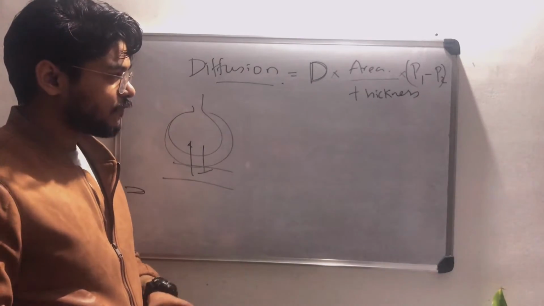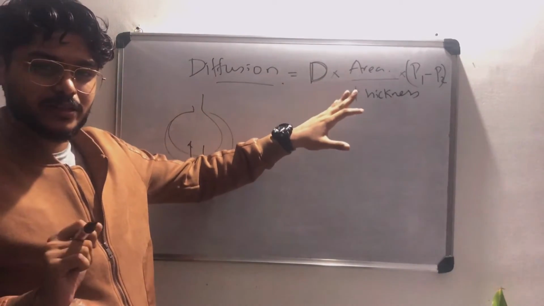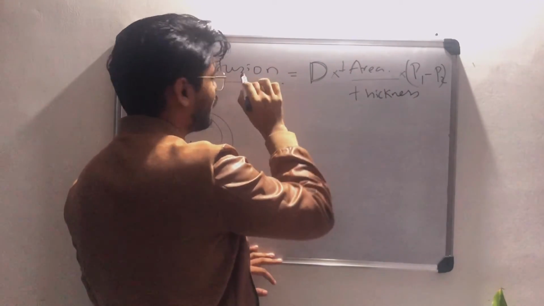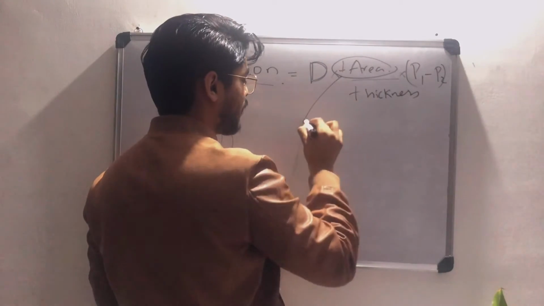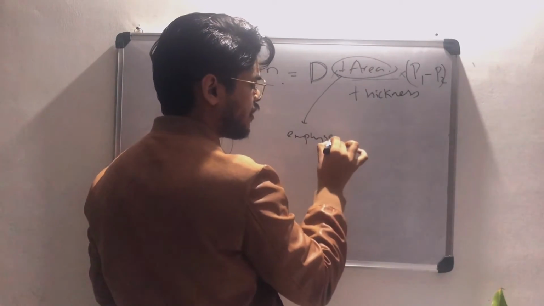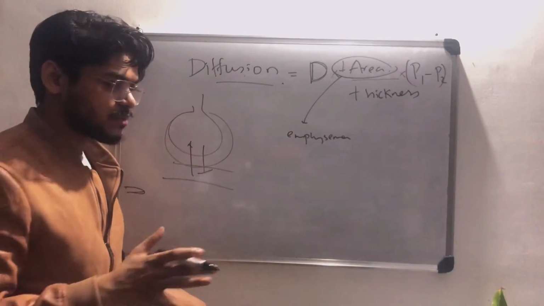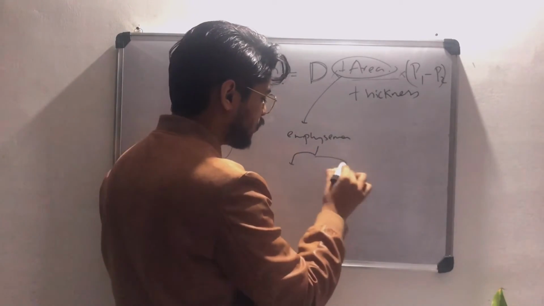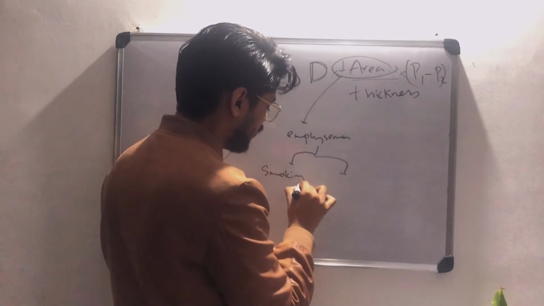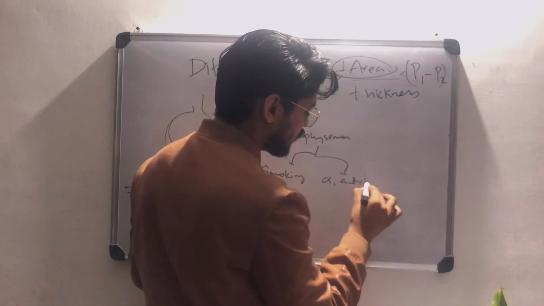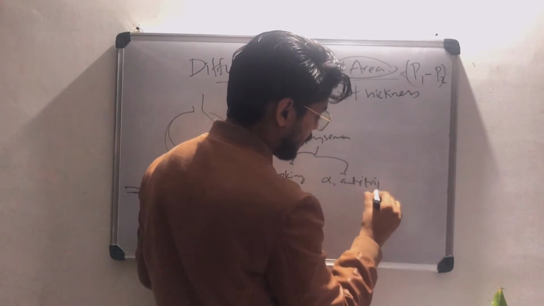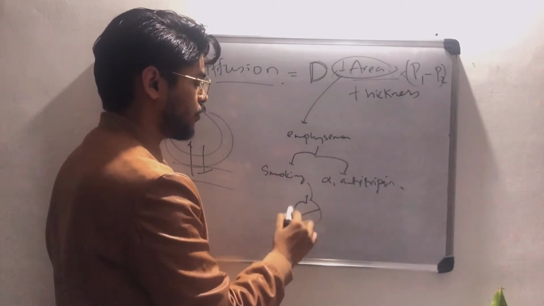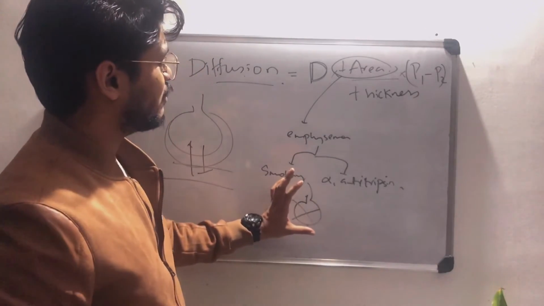Now we have to know some pathological conditions. So see, when is the area decreased? Area decreases means diffusion decreases, right? In emphysema, we know emphysema. What is emphysema? I'll teach you every disorder, every pathological condition in detail. But here let's say emphysema is caused by two factors. One is smoking, one is alpha-1 antitrypsin, right? What is it doing? It is destroying the alveoli. Actually, that's what you need to understand. It is destroying the alveoli.